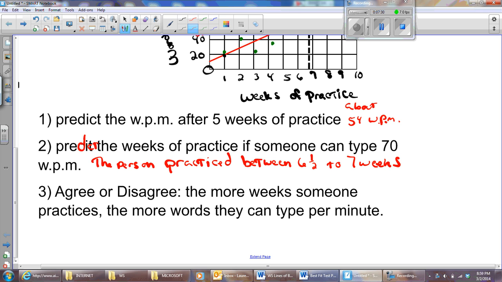Anyway, now, agree or disagree? The more weeks someone practices, the more words they can type per minute. And I need to stop right there.